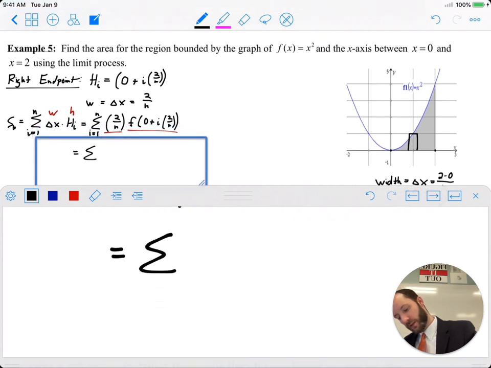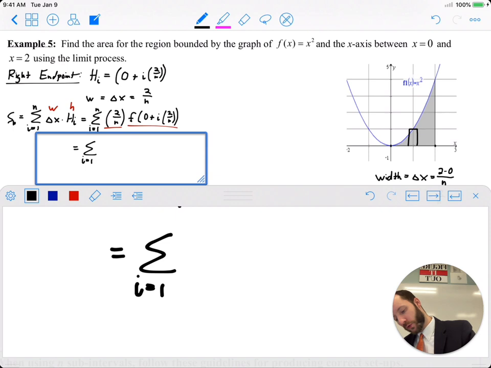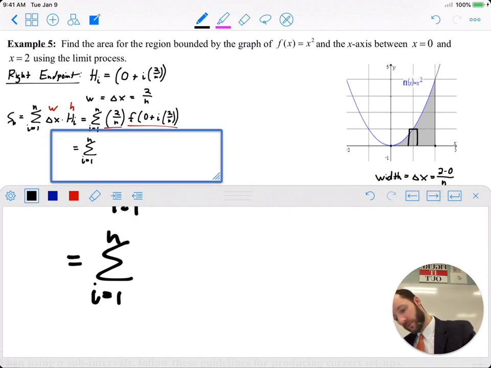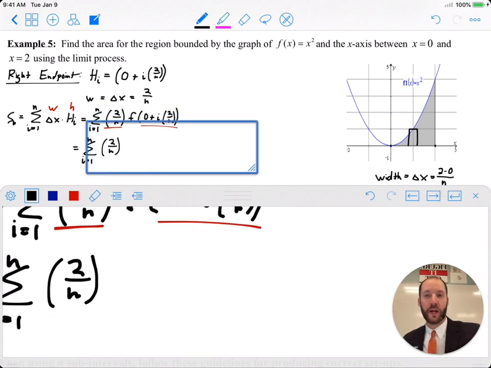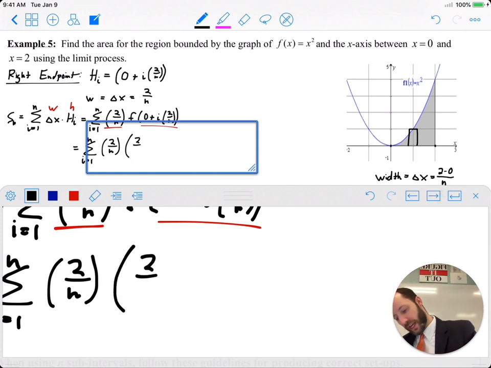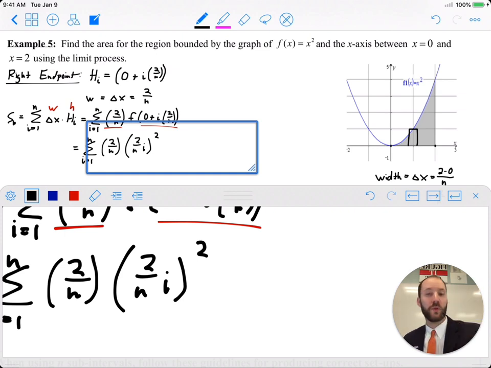So that is sigma, i equals 1 to n, of 2 over n. Now f, our function notation, is x squared. So f of this, 0 plus 1 to n squared. Our function rule is to square what we have. So 2 over n i squared. Instead of writing f, we'll say squared. We don't need the 0, so 2 over n i.